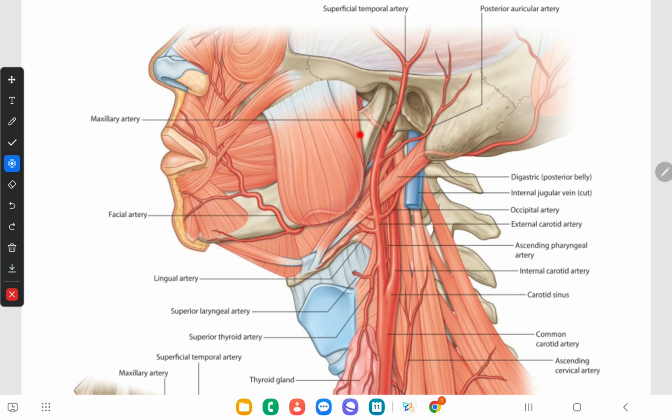So I told you earlier as well, the external carotid artery originates at the level of upper border of the thyroid cartilage, and it terminates in the substance of the parotid gland here. You cannot see the parotid gland here, but this is the area where parotid gland is located. So this external carotid artery terminates in the substance of parotid gland behind the neck of the mandible. You can see this is the mandible.